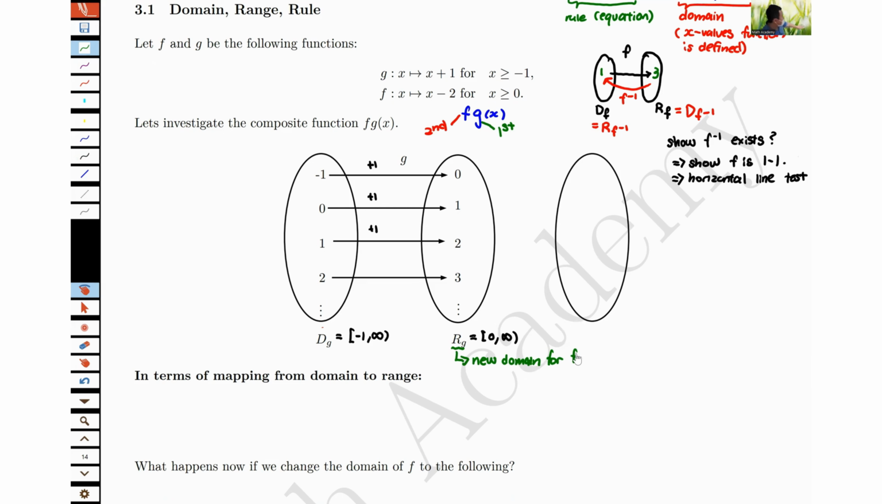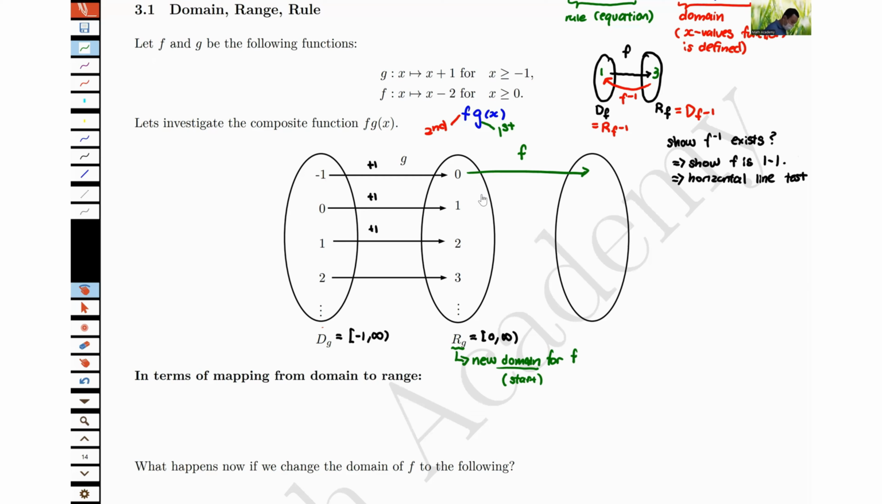What does it mean by new domain? Because I am now going to apply the F function next on this new set. Whatever values is now in the intermediate circle, it will form for me a new domain. Domain means you start from the set. So this forms for us a new domain.